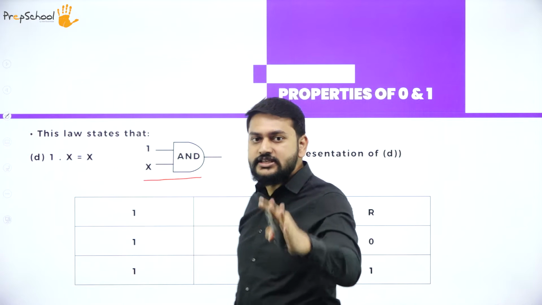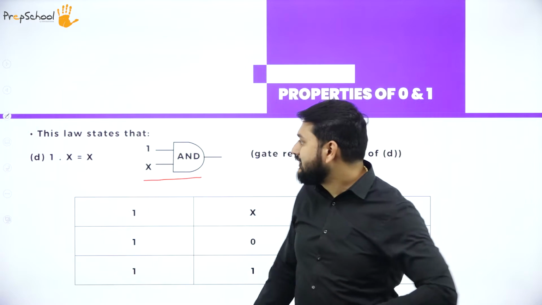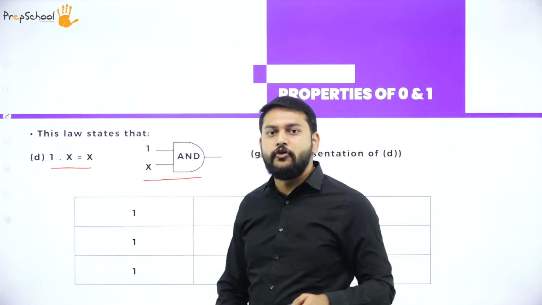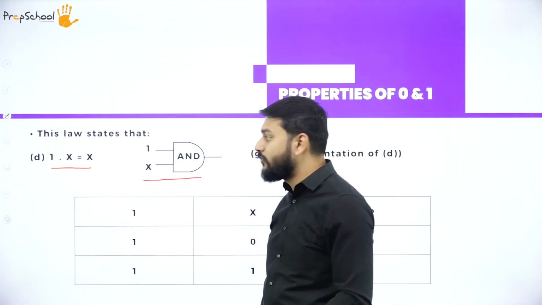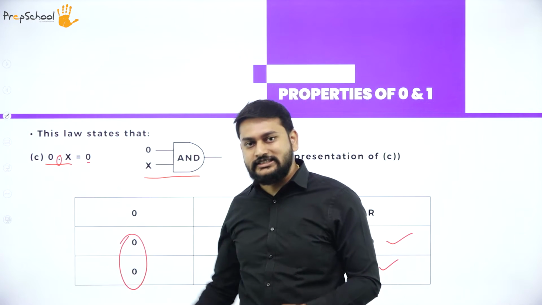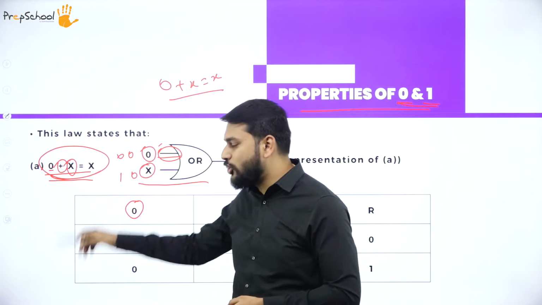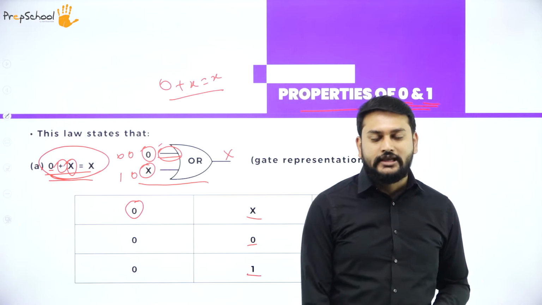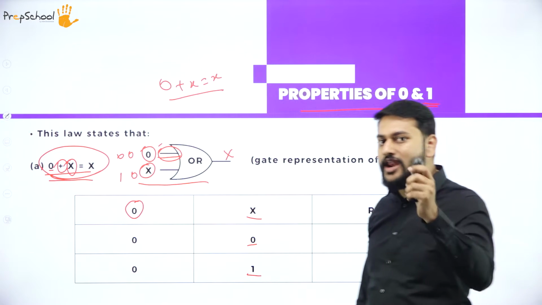These four laws are very, very important. You have to remember these laws. This is the fourth law in the properties of zeros and 1. What is the third one that we have? Remember, 0 into x. The second one is 1 plus x, and the first one is 0 plus x is equal to x. So these four laws of properties of zeros and 1 are very, very important.